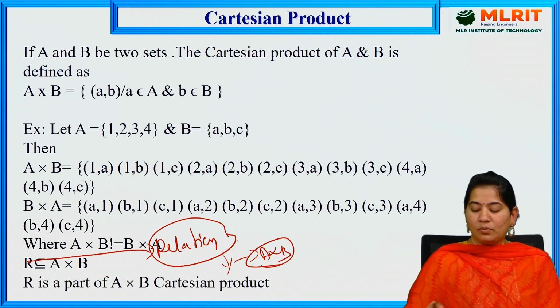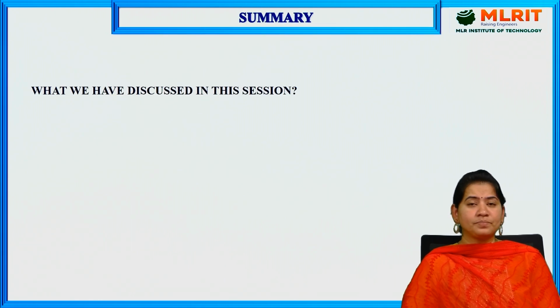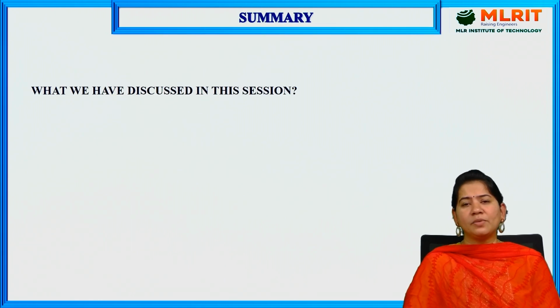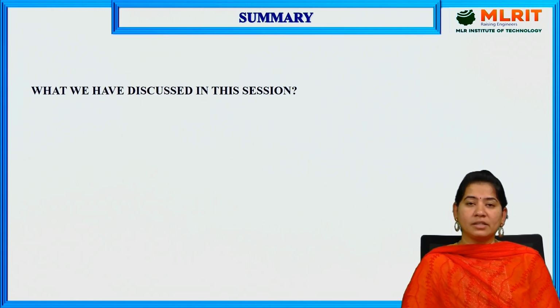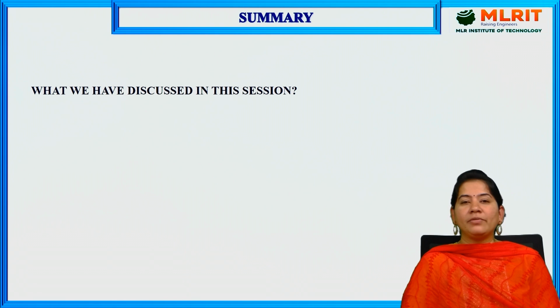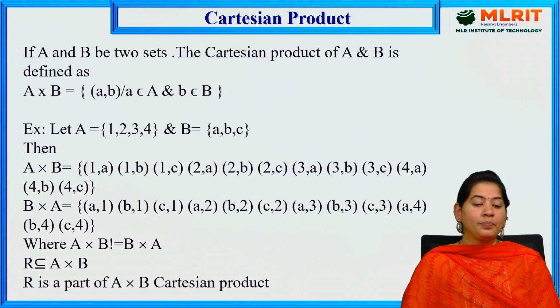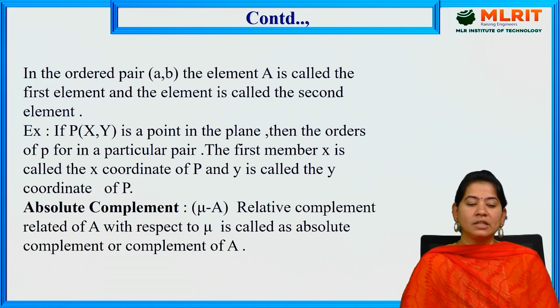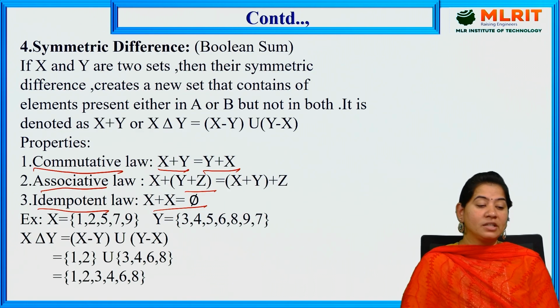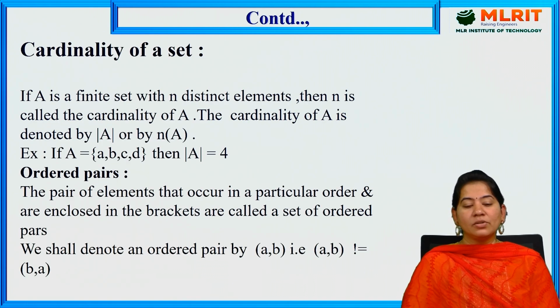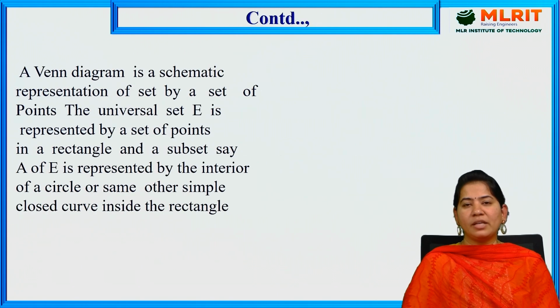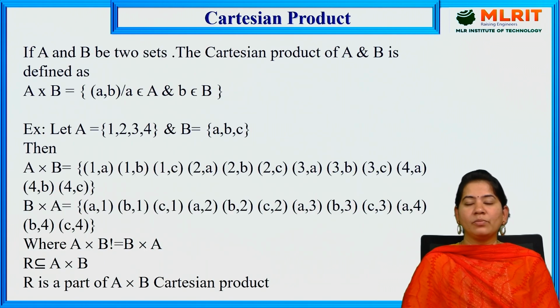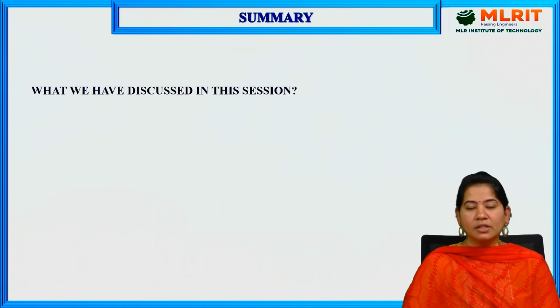So what we have discussed today is the operations and laws of sets, and the types of operations like intersection, union, relative complement and symmetric difference. We have also discussed Cartesian products, what is meant by a Venn diagram, and ordered pairs. So this is about today's session. In the next session we will come with a new concept called relations. So thank you.